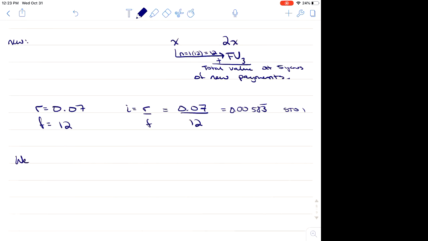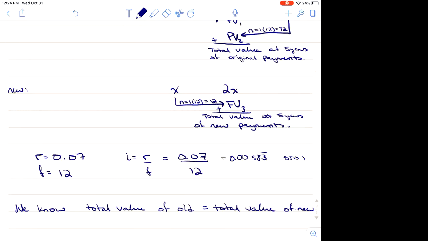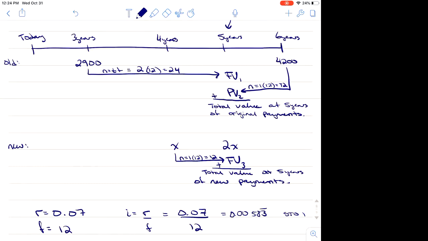We know, right, that the total value of old, or the original, has to equal the total value of new, right, at 5 years. Right, because what we've started to notice is to find these unknown payment amounts, you have to know what they have to add up to, right? But the only way to get that is to figure out the original value of these original payments, right? So we need this total value, and then for them to be equivalent, this value is the same as this value, and that's how we'll solve for the unknown payment amounts. Okay.